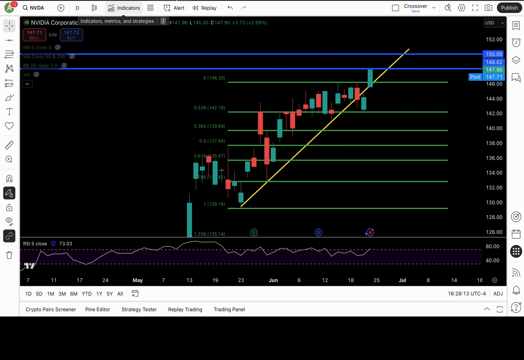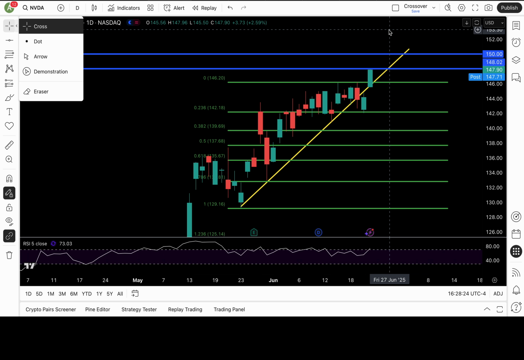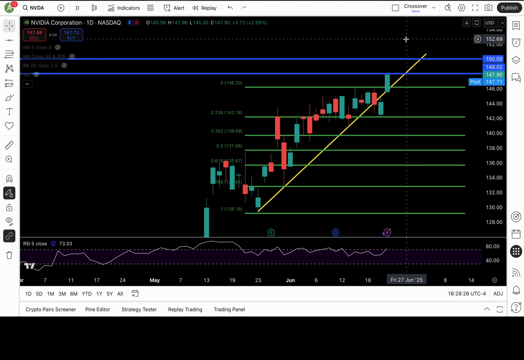This is NVDA. This is a pretty volatile ticker symbol. Not too long ago, like around last year, they had to split this ticker symbol. It was so volatile. It's still pretty awesome to trade in my opinion.